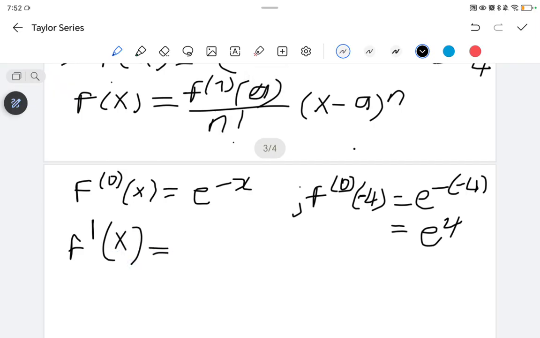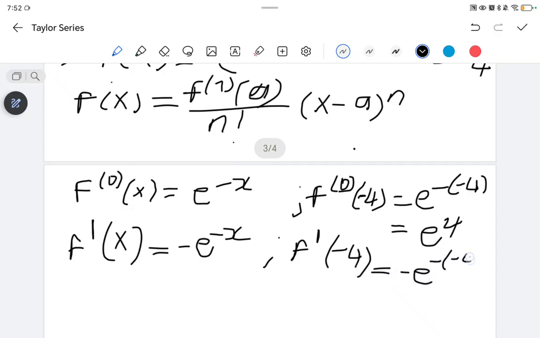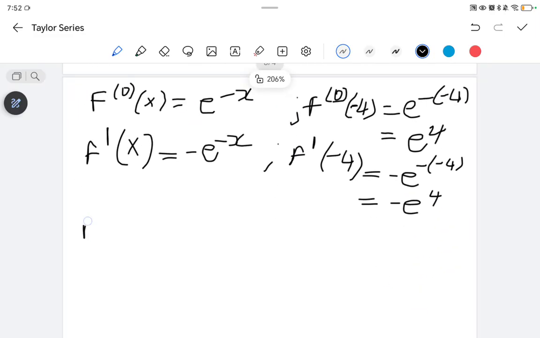If I derive that, I'll get minus e to the minus x. Then I have now f 1 of minus 4 equals minus e to the minus minus 4, which is equal to minus e to the 4. Then I come and do the second one. And this one I know.